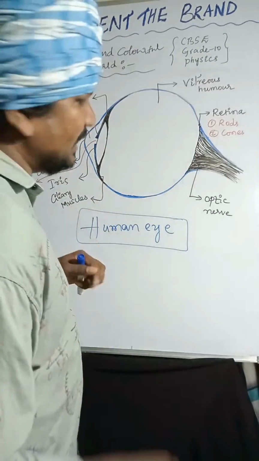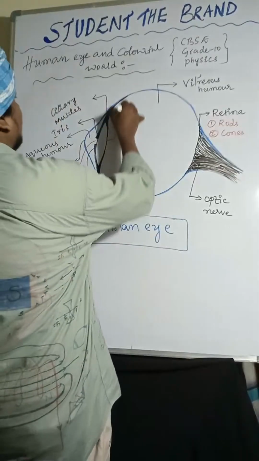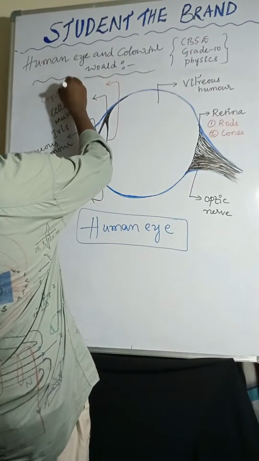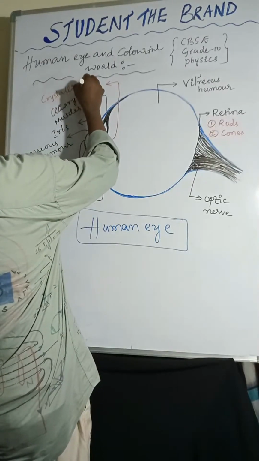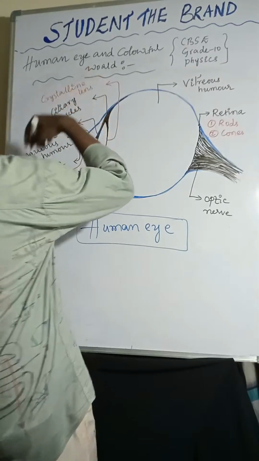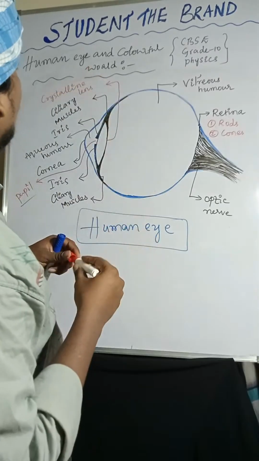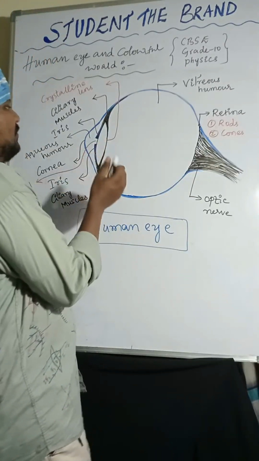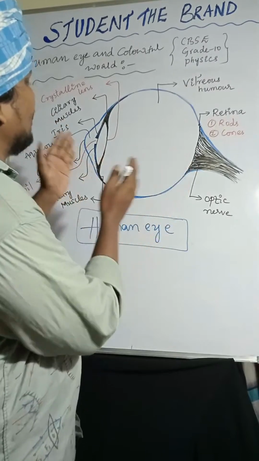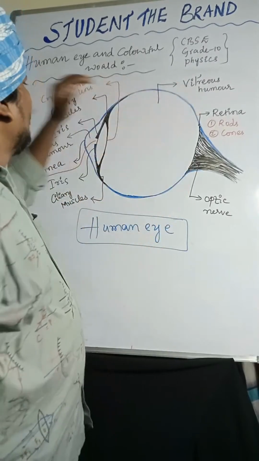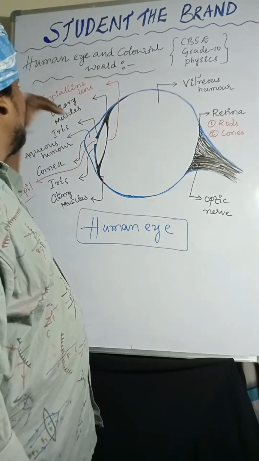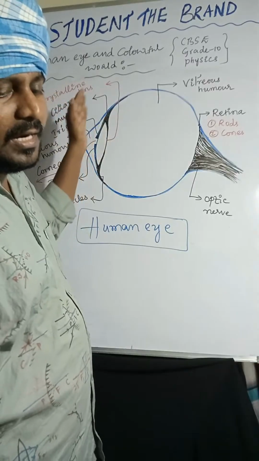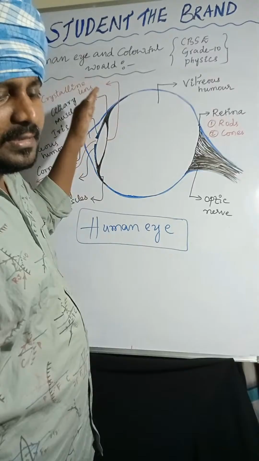Next one, eye lens. Eye lens is the crystalline lens, or simply we can say convex lens. Whenever light rays fall on it, it will converge the light rays and make them fall at the retina. And aqueous humor is a jelly type liquid present between the cornea and eye lens.